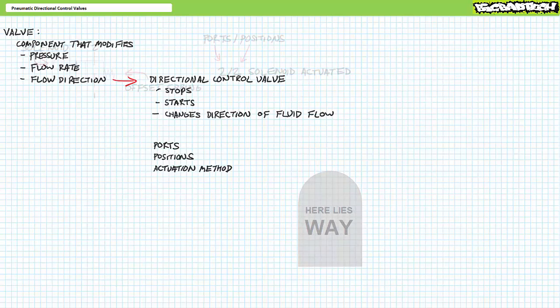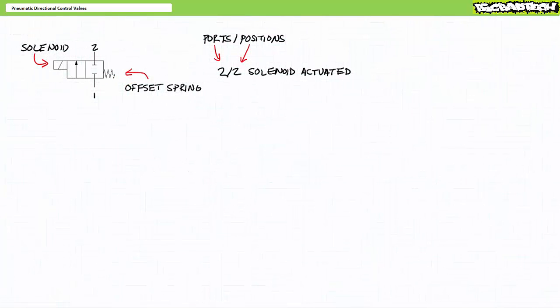Consider this 2x2 or 2-port, 2-position, solenoid actuated, spring offset directional control valve. Ports are the entry and exit points to a valve. Since this schematic symbol has two paths leading to or from it, this directional control valve has two ports. We'll return to port labeling conventions unique to pneumatics in a moment, but for now, let's just call them 1 and 2.